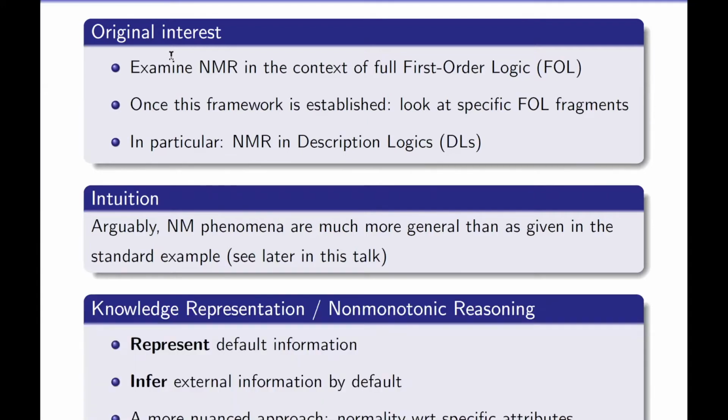So from the knowledge representation standpoint, we first want to look at ways to adequately represent default information, and from the NMR standpoint, how to satisfyingly infer external information by default. As we will see, the differentiating factor in our approach will be our association of normality with respect to specific attributes, something that we think produces a more nuanced investigation of defaults.